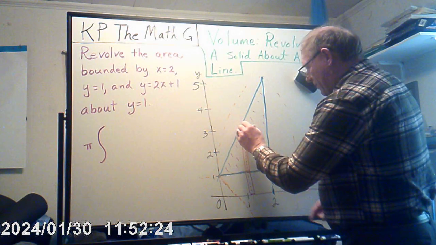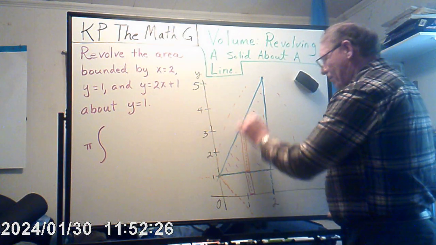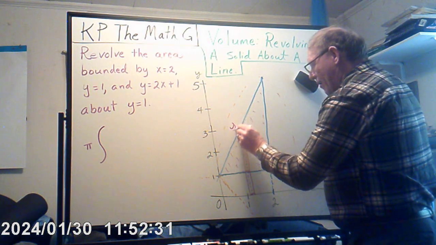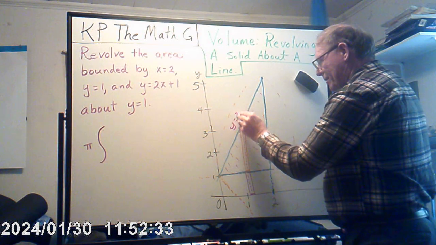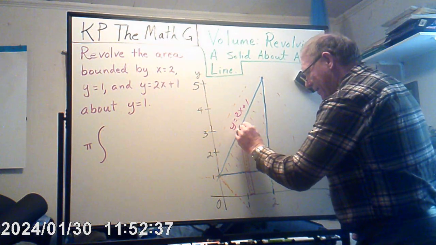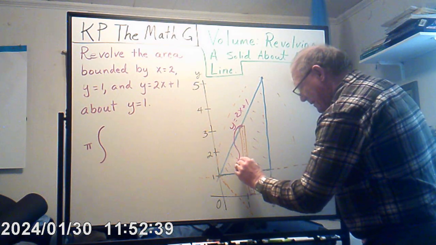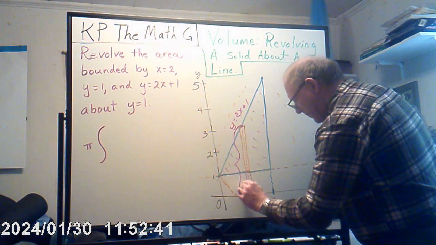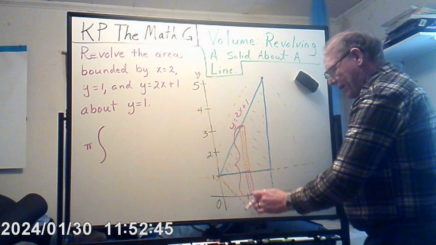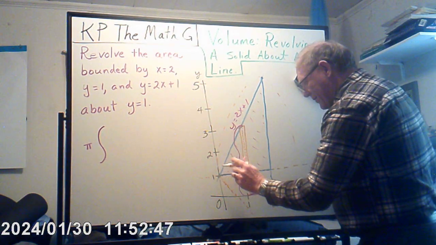So let's see. This distance from here to here, anytime you touch the y, this is y equals 2x plus 1. This is y right here, this height from the x-axis. You always start from the x-axis. So from the x-axis to here, this height is y.